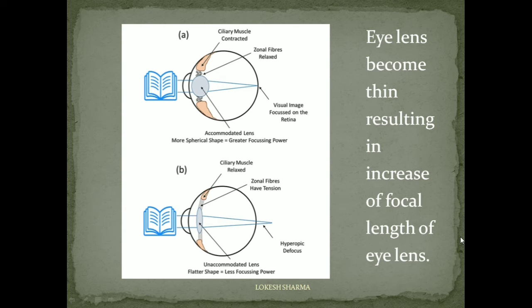Second cause is thinning of the eye lens, because of which its focal length increases. Now this is the eye lens of a normal eye. An image is formed on the retina, but because of the thinning of the eye lens, its focal length increases and hence the light rays focus behind the retina and we are not able to see things clearly.